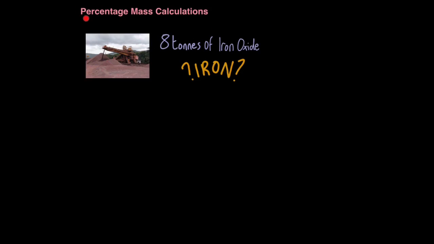So now we're going to look at percentage mass calculations. Now this is where chemistry starts to become useful and we can start thinking about the idea of profit. So I'm going to do one example, then I'm going to give you a question, you pause it and try it out before I give you the answer.